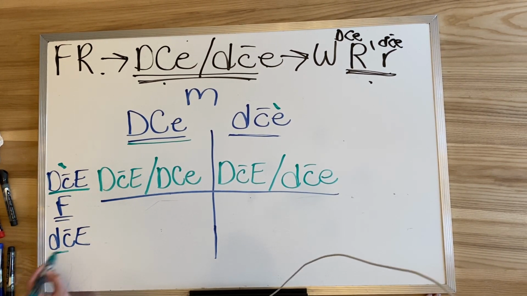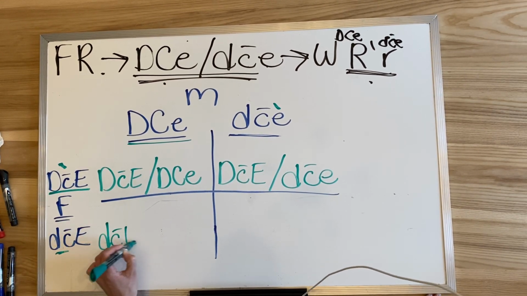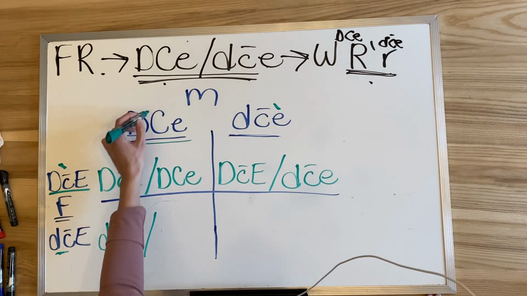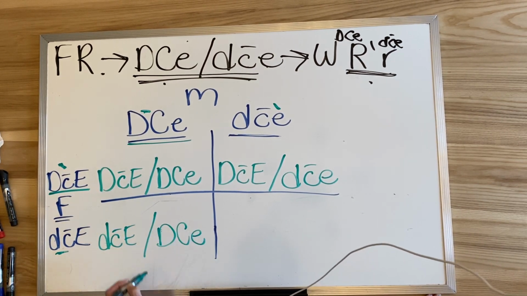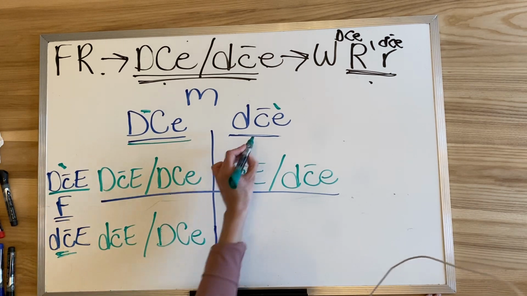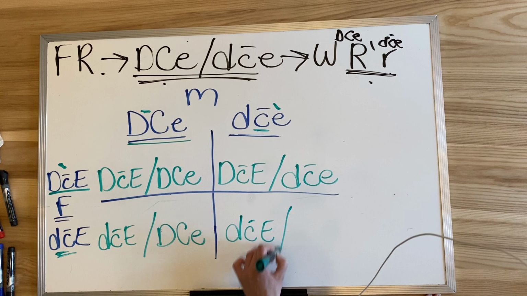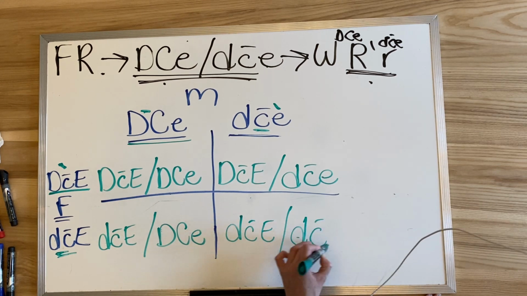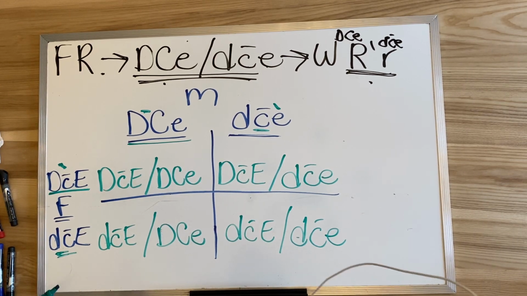And then you go down here to the other one. We have little d, little c, big E, slash this one up here, D, C, E. And this one with this one, D, C, E, and D, C, E. So that's how you would predict the potential offspring's genotype.